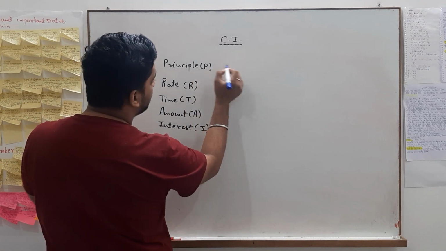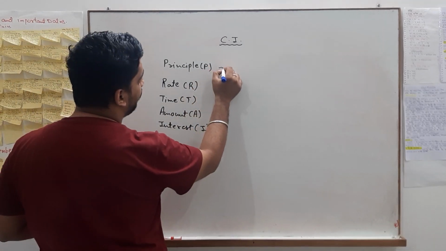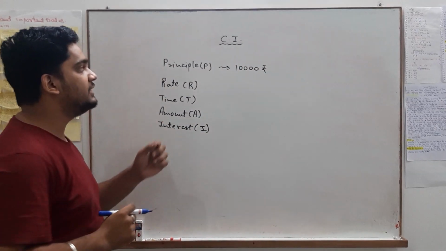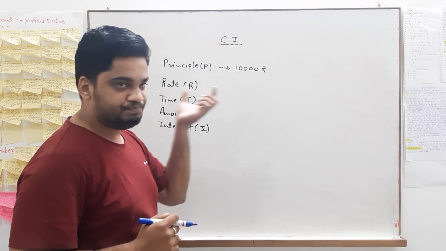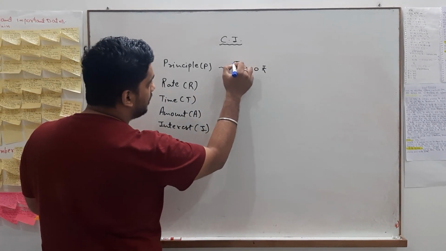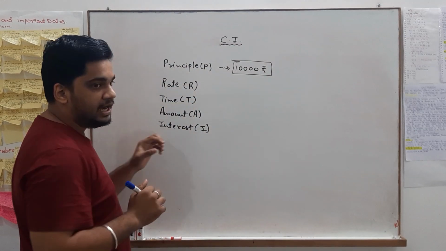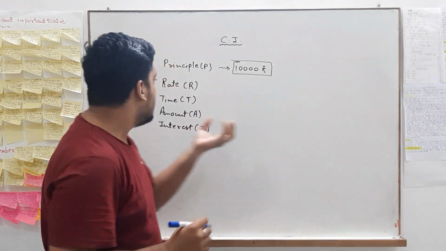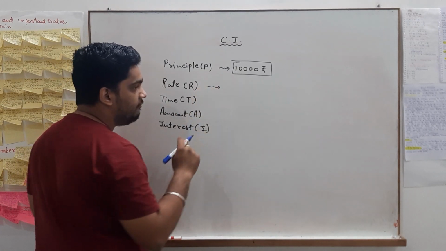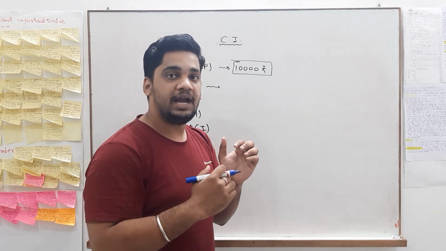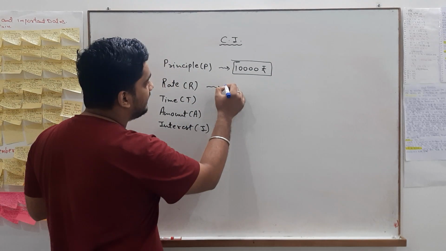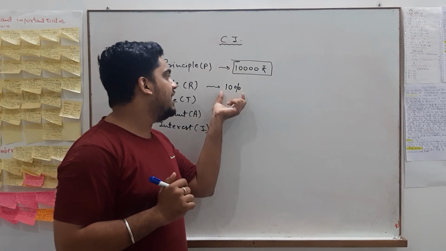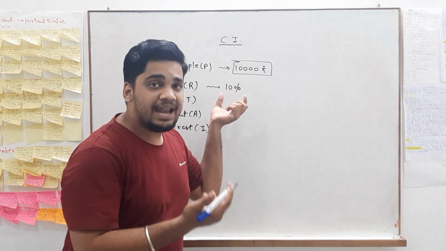Now, what is the meaning of principal? Let us assume that one of your friends came to you and asked for some amount and you gave him 10,000 rupees as a borrow, right? Now this amount is known as principal. The amount which you are giving to your friend as a borrow is known as principal. Similarly, now your friend will charge you some extra amount at some rate. So this rate is known as 10%. Let us assume that he is charging 10% interest to you for a year, right?